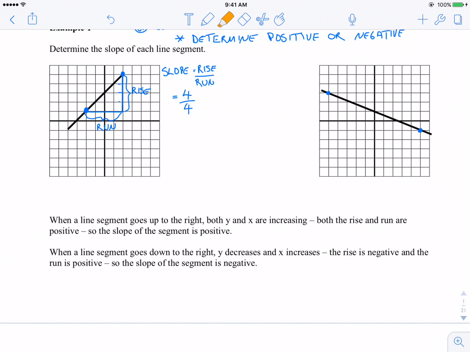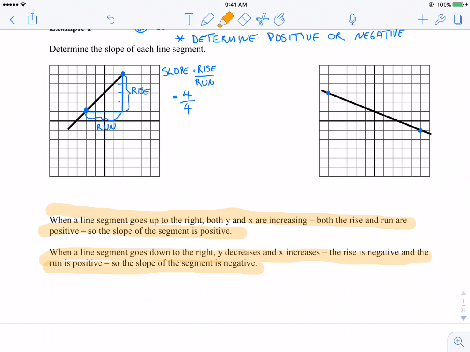When a line segment goes up, left to right, both x and y are increasing. Both the rise and the run are positive, so the slope of the line segment will be positive. So going up from left to right is positive. When a line segment goes down to the right, y decreases as x increases. The rise is negative and the run is positive. So the slope of the line segment is negative. So going down left to right is negative.